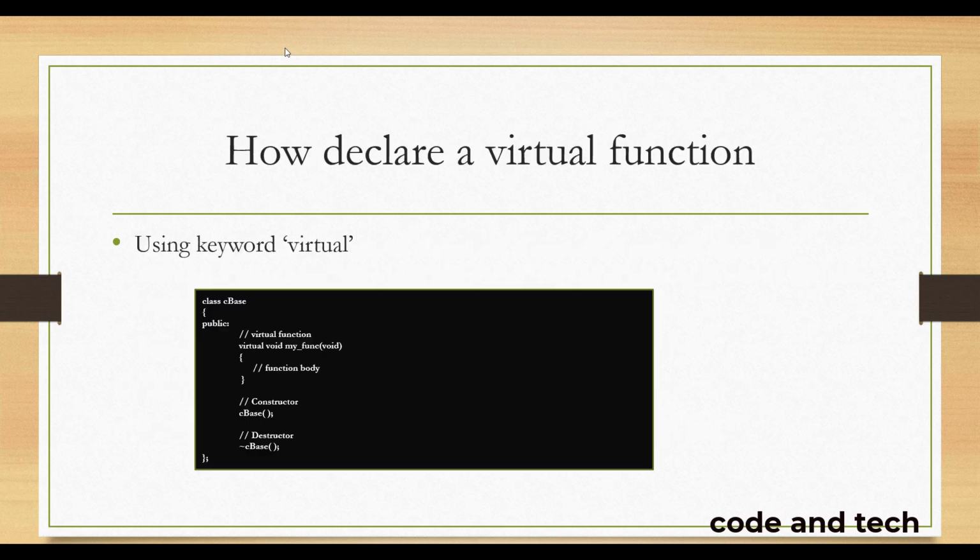Right now you are seeing how to declare a virtual function in C++. We have to use the keyword virtual. Here in the example you can see how I defined a virtual function, my_func. The function name is my_func. Here I have used the keyword virtual. This is how we declare a virtual function in C++.